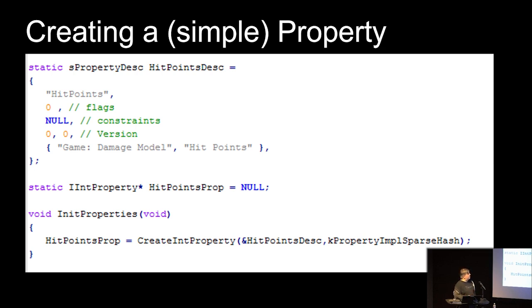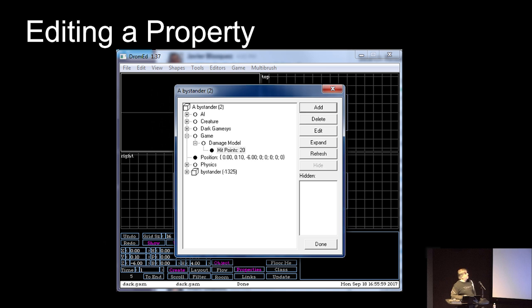This is all C++. So once you've invoked this code and stored it in your little singleton variable, you can call its get method to your heart's content. Once you've done that, what does it look like to the designer? The designer can go in and add hit points to an object. Here I have a bystander, and it's got a bunch of properties, and I've added hit points to it, and I've set the value to 20.